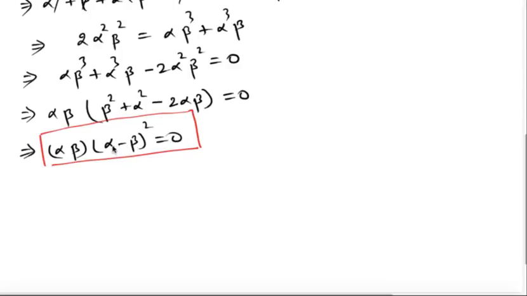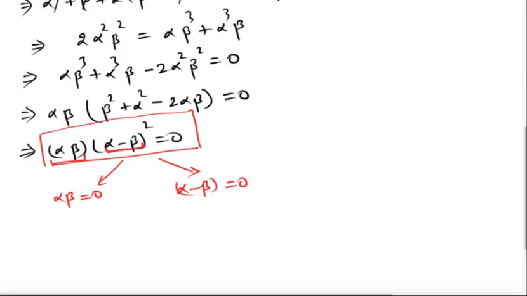to 0. Now, in order that this equation is equal to 0, there are two possibilities. Either this term is equal to 0, that is alpha times beta is equal to 0, or alpha minus beta should be equal to 0. Alpha minus beta should be equal to 0.